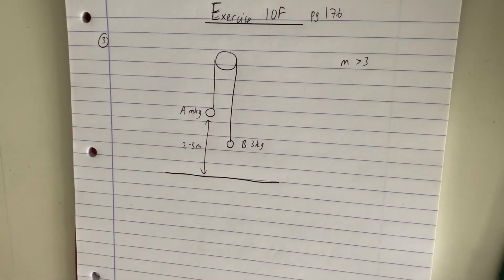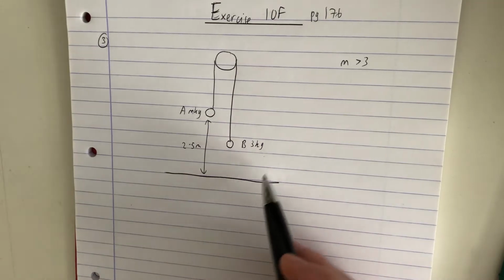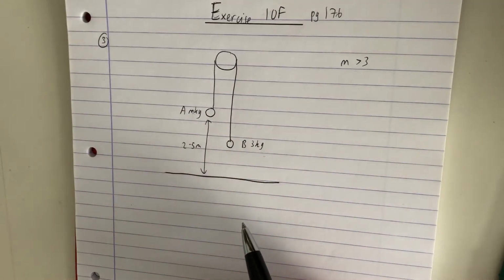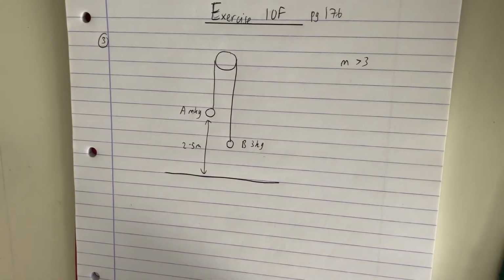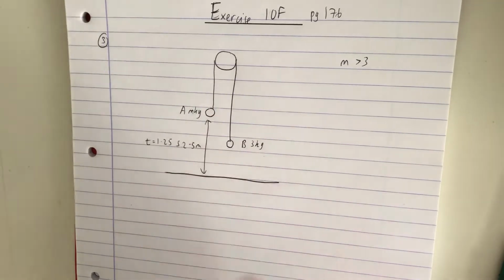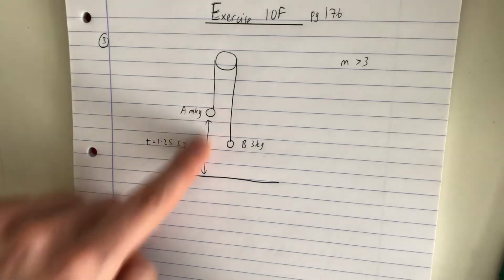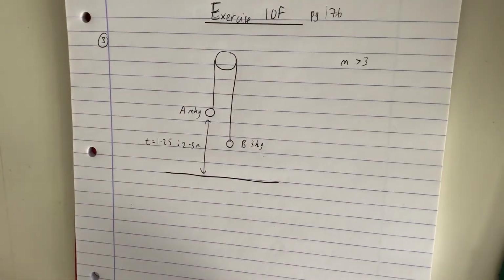The particles are connected by a light inextensible string which passes over a smooth fixed pulley. A is initially 2.5 meters above the horizontal ground. The particles are released from rest with the string taut and the hanging part of the string vertical as shown. After A has been descending for 1.25 seconds, it strikes the ground. So T equals 1.25 seconds. And particle A reaches the ground before B has reached the pulley. So this will hit the ground before this hits the pulley.